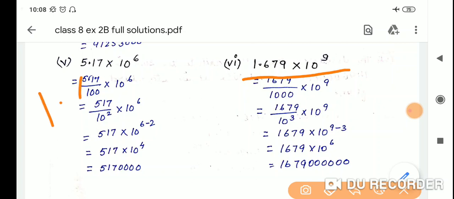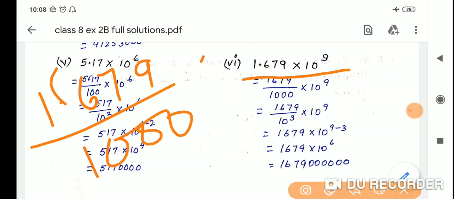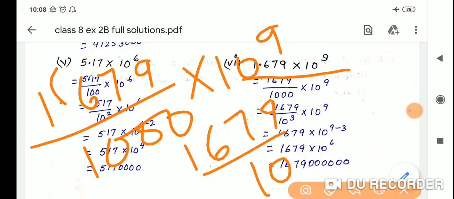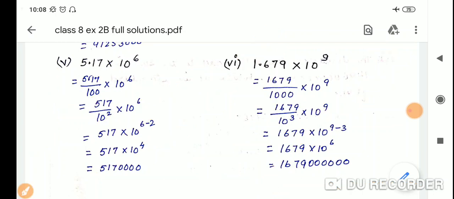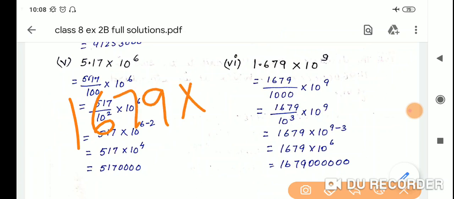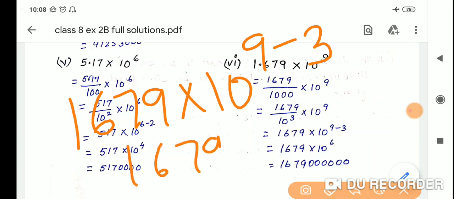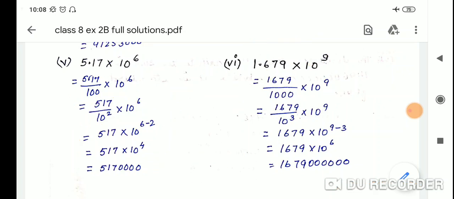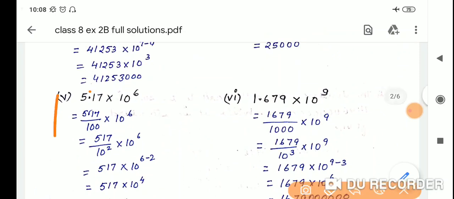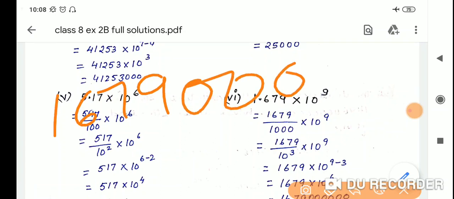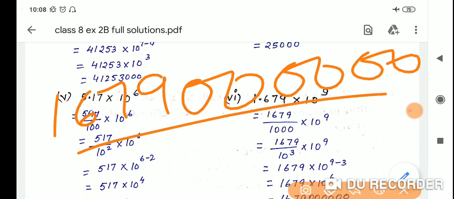Now the sixth part of the question is 1.679 into 10 raised to the power 9. So here 1.679. How many decimal places? 3. So 1000 into 10 raised to the power 9. So here 1679 by 10 raised to the power 3 into 10 raised to the power 9. Okay. So 1679 multiplied by 10 raised to the power 9 minus 3. Clear? So 1679 multiplied by 10 raised to the power 6. Clear? So 1679, what was the power? 6. Okay, so 1, 2, 3, 4, 5, 6 zeros. Clear? This is the answer.